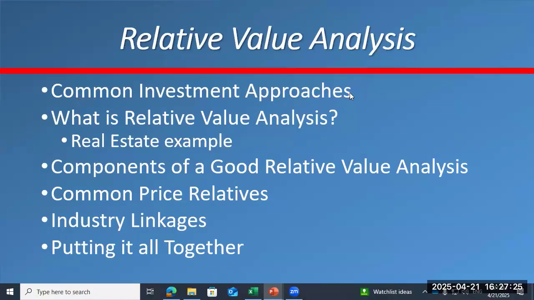So what are the most common approaches to valuing securities? I'll give you a real estate example of relative value analysis, and then I'll talk about what good relative analysis looks like. I stole some of this from Dr. Damodaran because this is his thing. He used to teach classes doing exactly what you're doing in papers 3 and 4. And he'd ask the students, what are you going to do when you get out there? And they'd say, oh, we're going to be doing that. That's how we're going to do it.